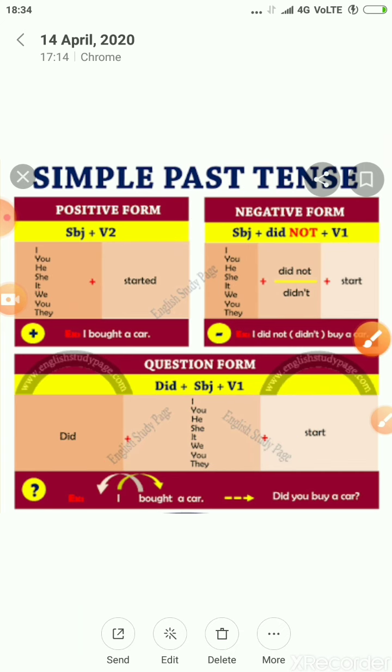Okay, so the structure is very clear: did plus subject plus V1. Like, did I go there? Did I start my journey? Did you start your journey? That means "did" is there. Clear? Now, what could the answer be? The answer could be yes or no. That is called a close-ended question, and the question form is very clear to my students.